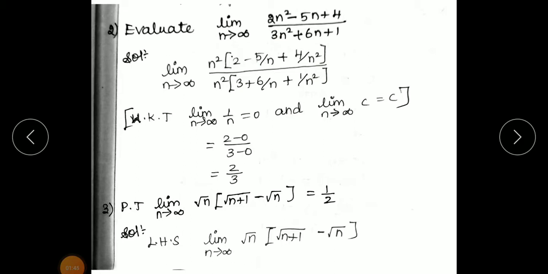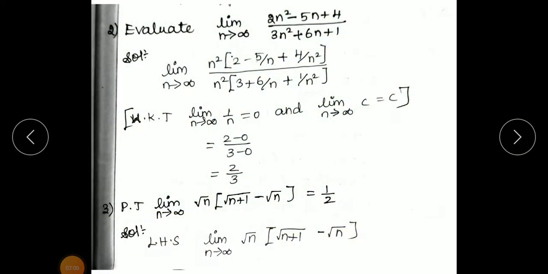Next, limit n tends to infinity of root n into (root of n plus 1 minus root n) equals 1 by 2. So let us take the left hand side here: root n into (root of n plus 1 minus root n). Multiply and divide by the opposite, that is the conjugate, root of n plus 1 plus root n, divided by root of n plus 1 plus root n.